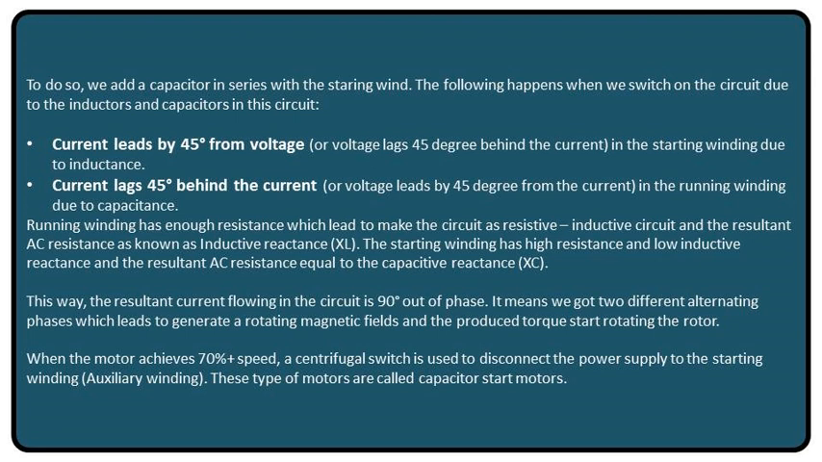It means we get two different alternating phases, which generate a rotating magnetic field, and the produced torque starts rotating the rotor. When the motor achieves 70% plus speed, a centrifugal switch is used to disconnect the power supply to the starting winding, the auxiliary winding. These types of motors are called capacitor start motors.